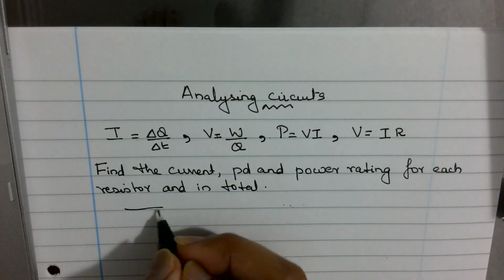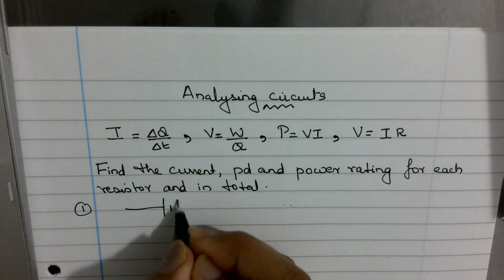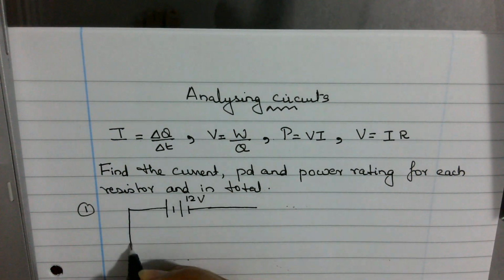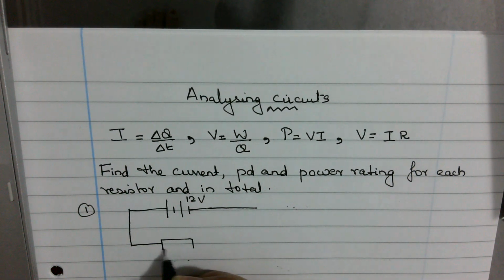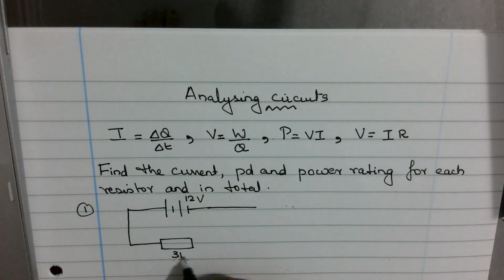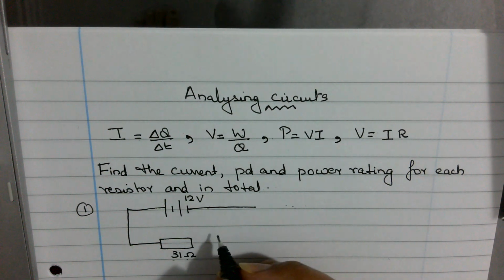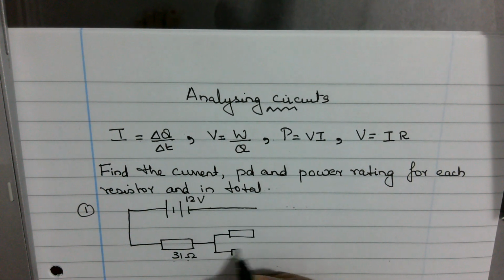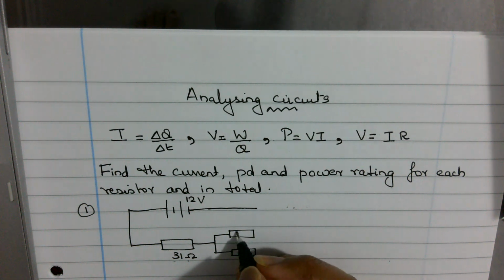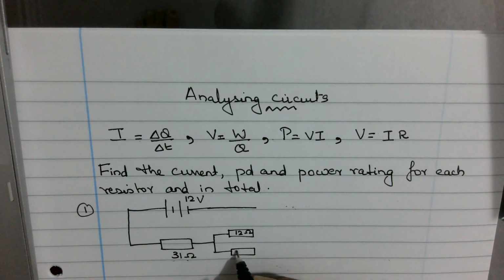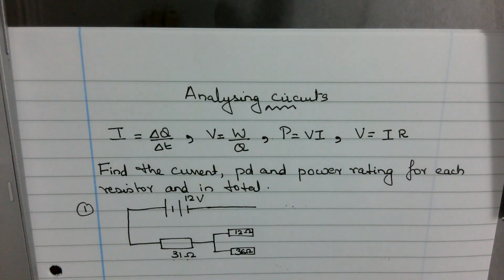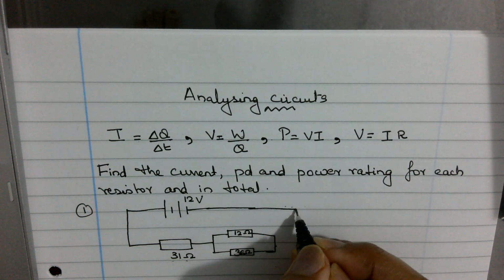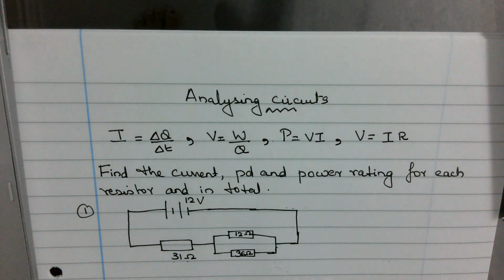Okay, so for our question 1, we have a power supply of EMF 12 volt. It is connected in series to a resistor of 31 ohms, which then is connected in series to a parallel combination of 12 ohms and 36 ohms. I don't know why I wrote it so teeny inside the boxes. Hopefully you guys can see it. Okay, this is what we have with us.